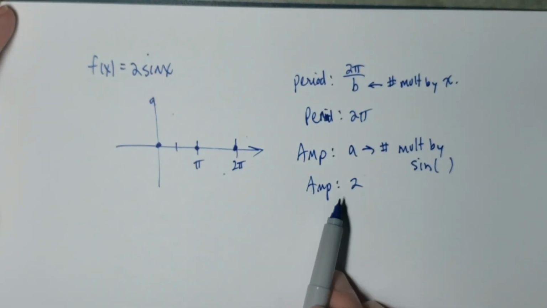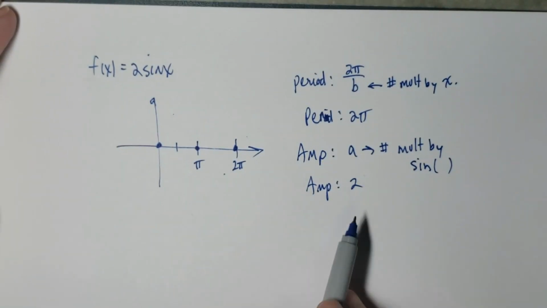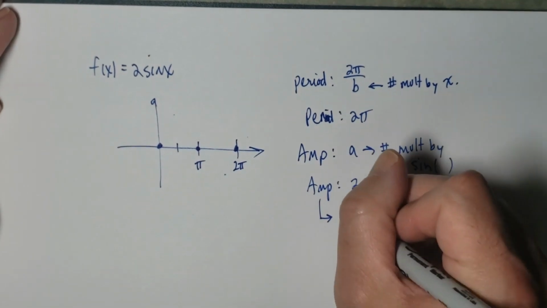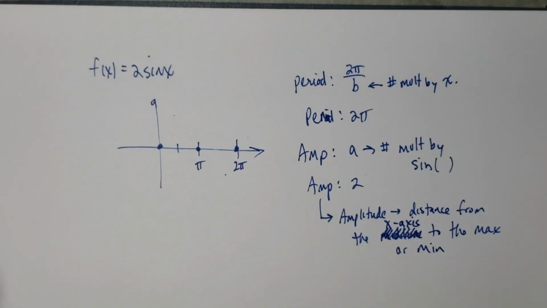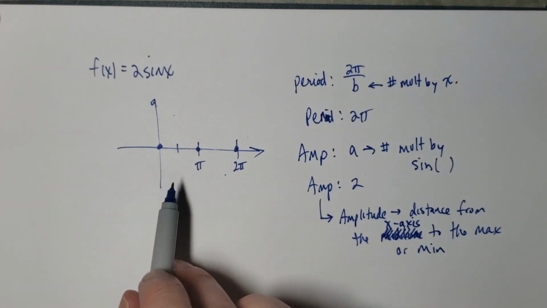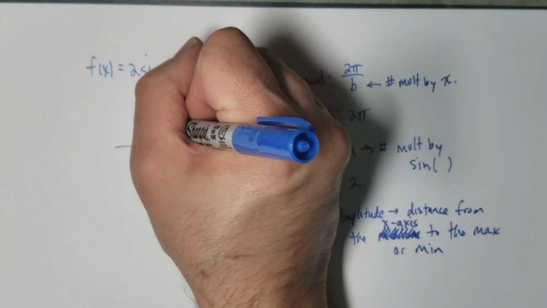Now in this case, the maximum is going to be the amplitude, because the amplitude, if you were to define amplitude, the amplitude is the distance from the x-axis to the max or the min. Okay, don't worry about that little scribble there. I edited something out. All right. So we want to go up the amplitude, so that means we're going to go up to 2.